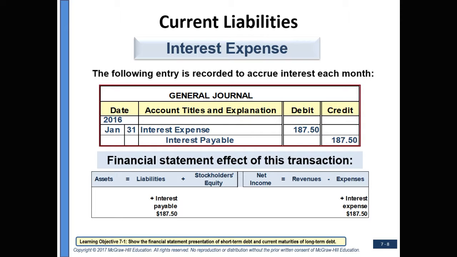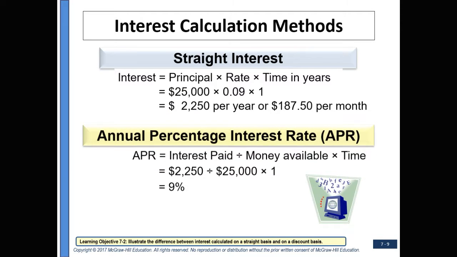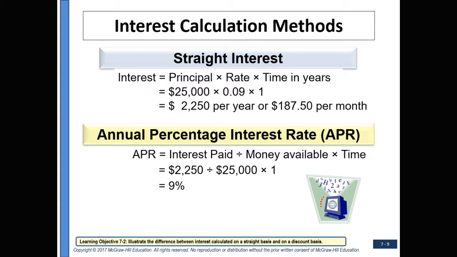Now, in prior classes, you should have gone through the basic interest calculation method. The basic interest calculation method, or simple interest, or straight interest, is interest equals principal times rate times time in years. So you take whatever the principal is and multiply it by the APR. That's an annual percentage rate. You multiply that by the time in years, and that will give you the total amount of interest for the year.